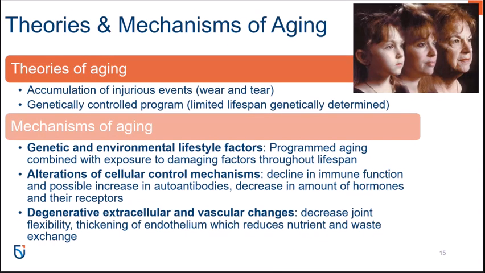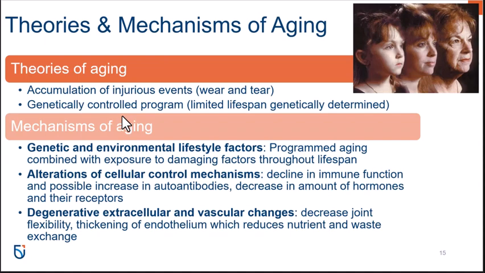Okay, on our last slide, going to talk about theories and mechanisms of aging for a moment. Some of the theories involve the accumulation of injurious events, so over time, just wear and tear is contributing to aging, and then it could be a genetically controlled program where we just have a predetermined lifespan.